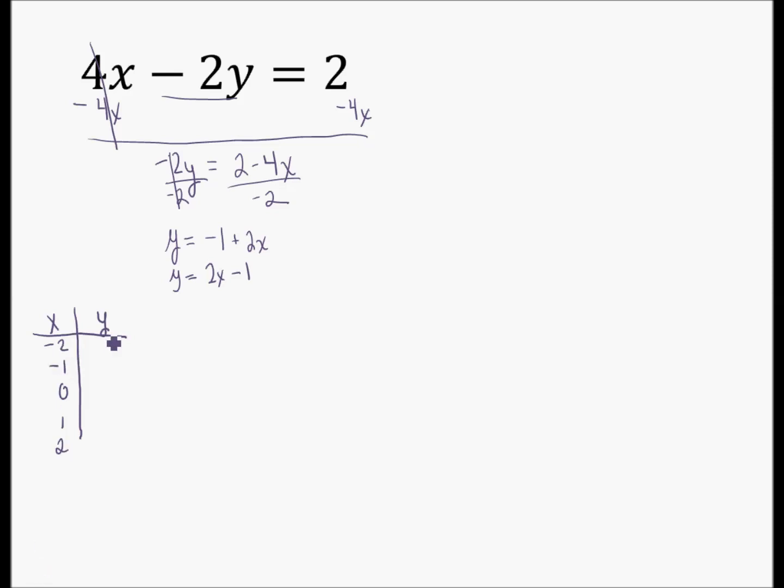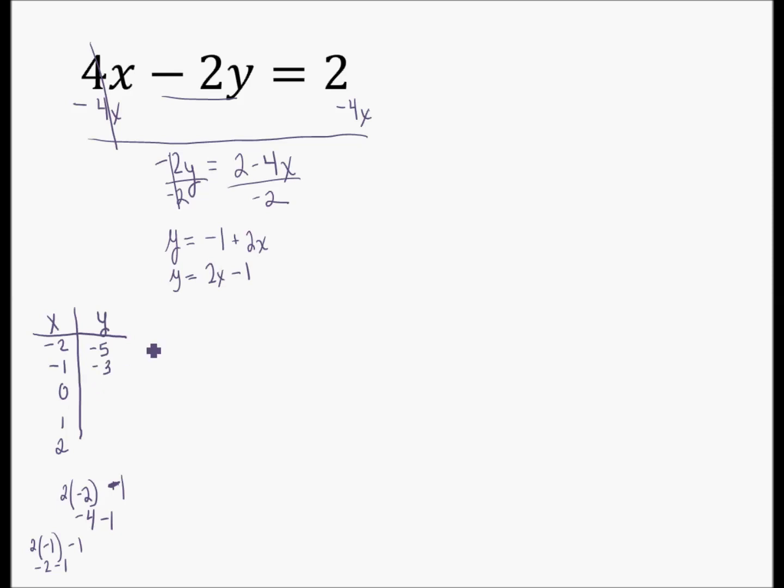When I plug in negative 2 into this equation, I get 2 times negative 2 minus 1. 2 times negative 2 is negative 4. Minus 1 gives me negative 5. Now let's plug in negative 1. 2 times negative 1 minus 1. 2 times negative 1 is negative 2. Negative 2 minus 1 is negative 3.